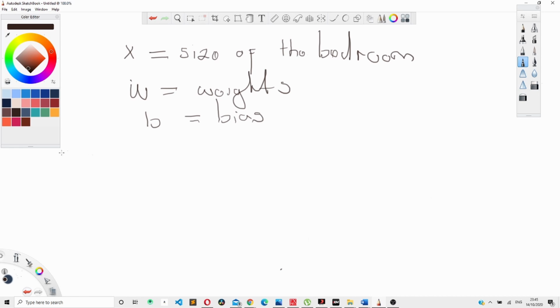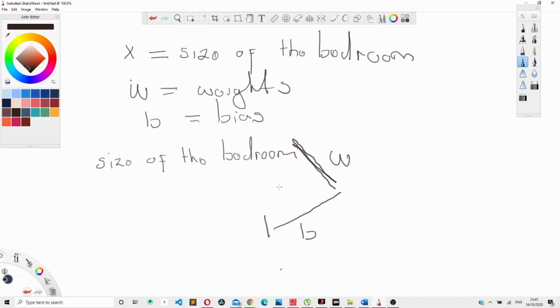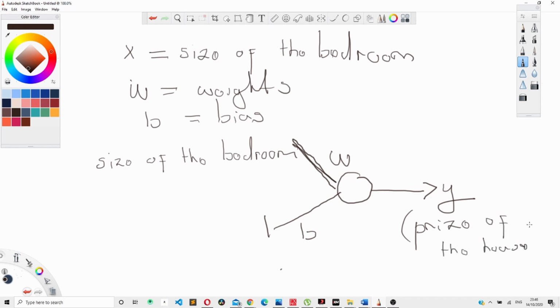So in this case, our input will be the size of the bedroom, right? Which we are going to multiply by the weight, and then we are going to add the bias to it. In this case, we are just going to use a numerical value of 1. And then our output will be Y, and Y is the price of the house, right?